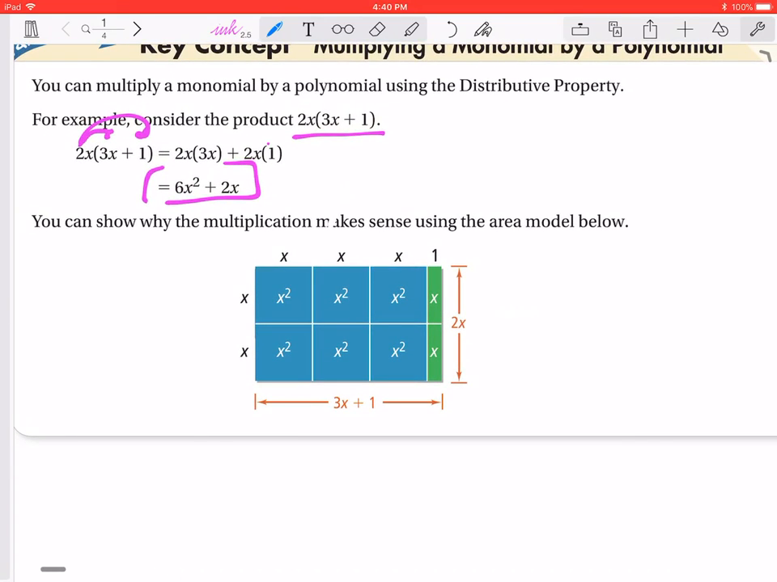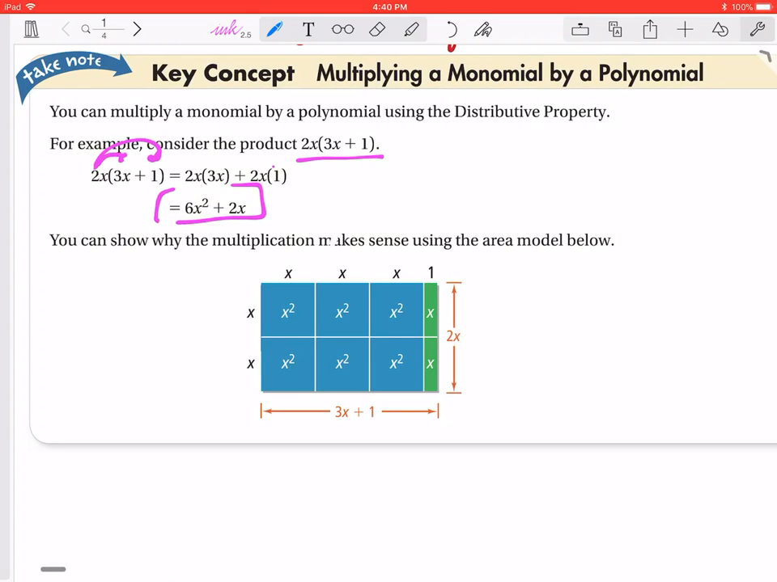Now, you can also make sense of the model by looking at a table here. All right, I've created two charts. So I have a rectangle. So I have three x's.